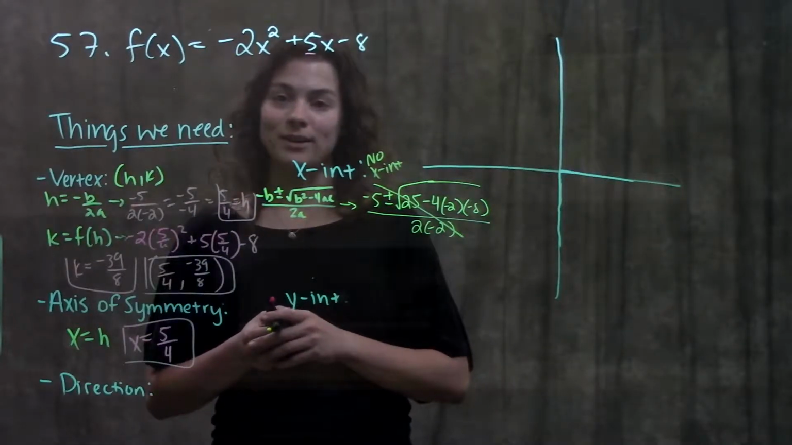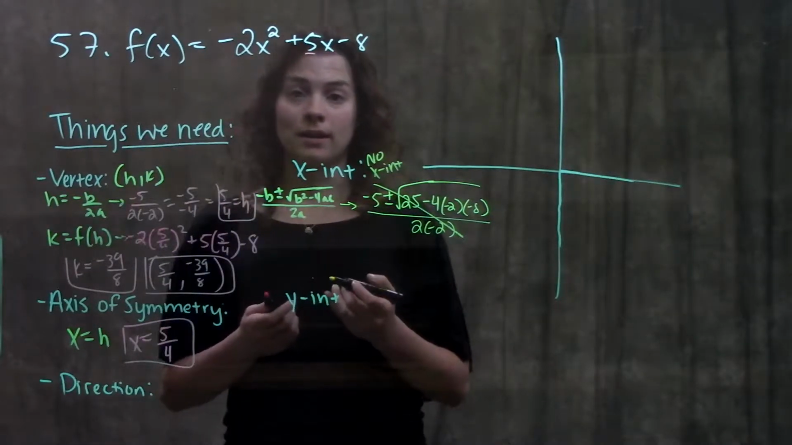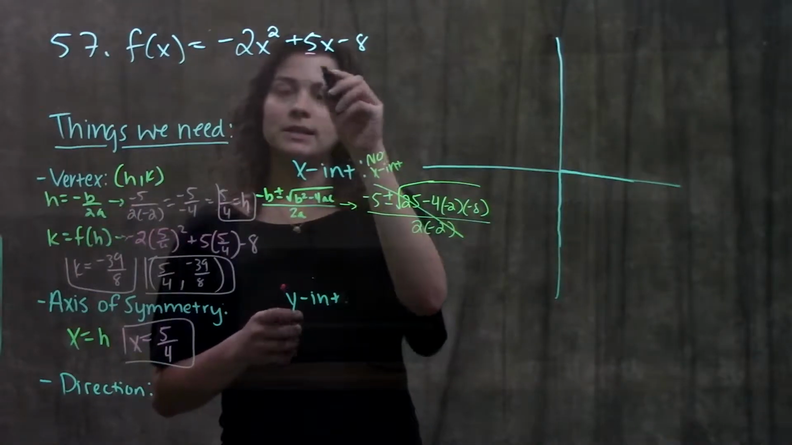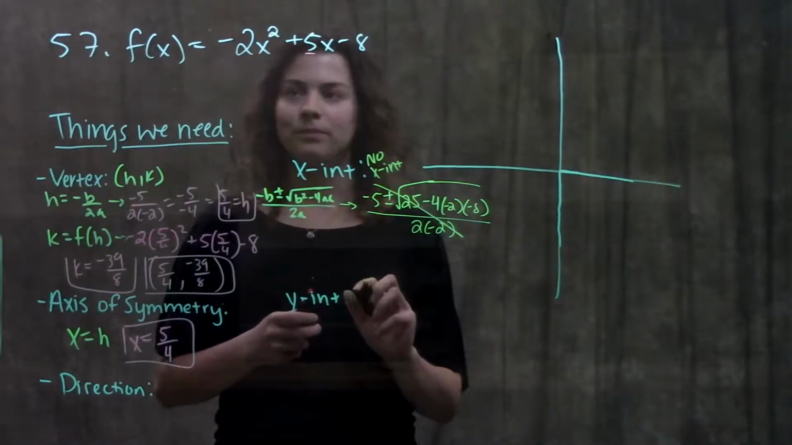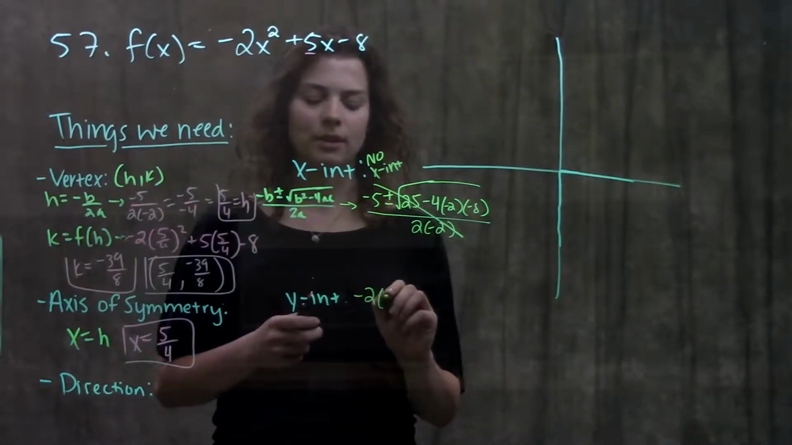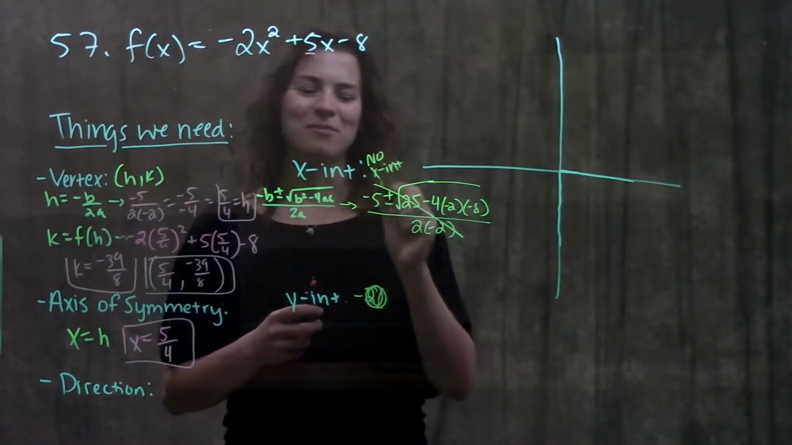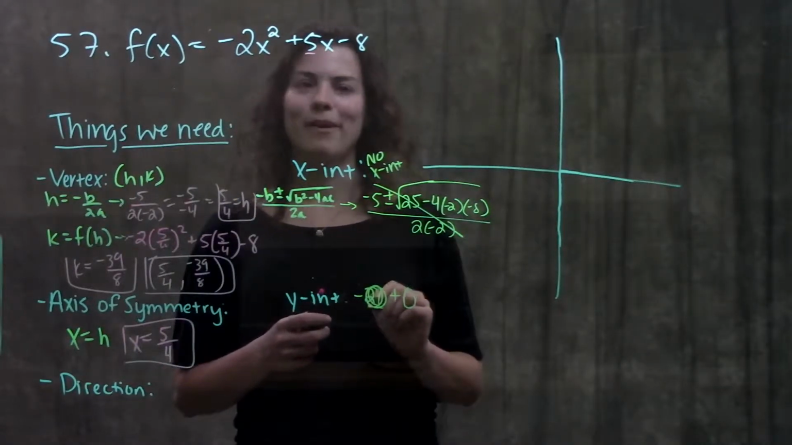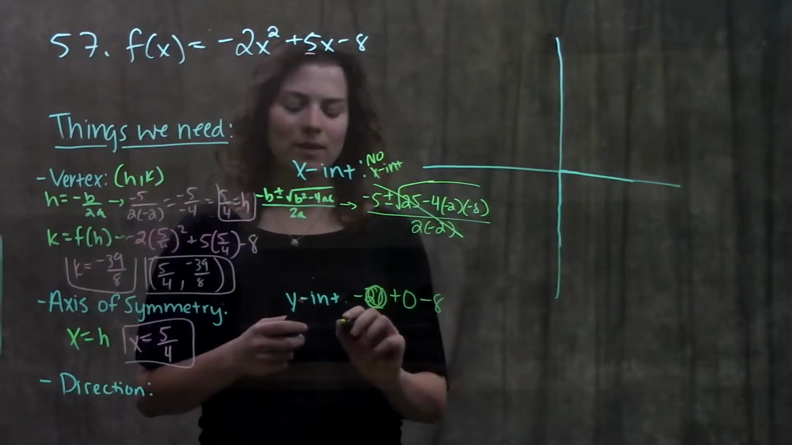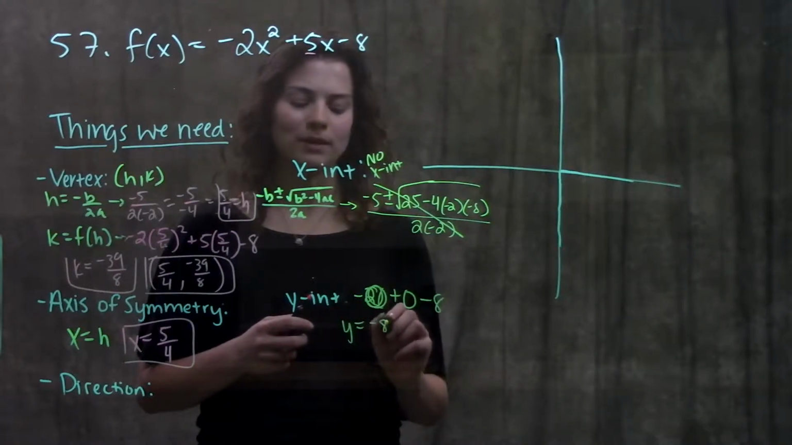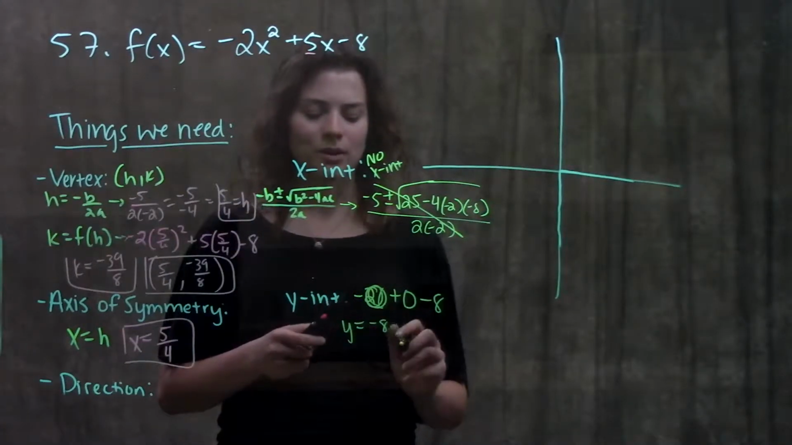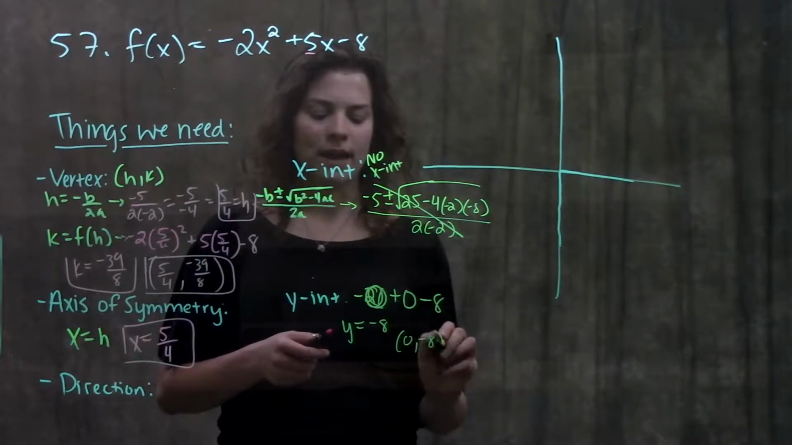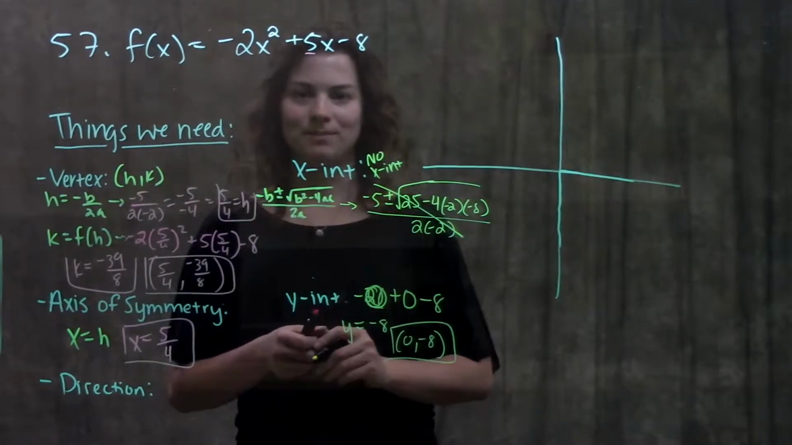Alright, moving on to the y-intercepts. Y-intercepts are wherever x equals 0. So we're just going to plug in 0 for our x and see what we get. When we do that, we'll get negative 2 times 0, which is just 0, plus 5 times 0, also 0, minus 8. This will leave us with y equals negative 8. So now we have the point (0, negative 8) as our y-intercept.